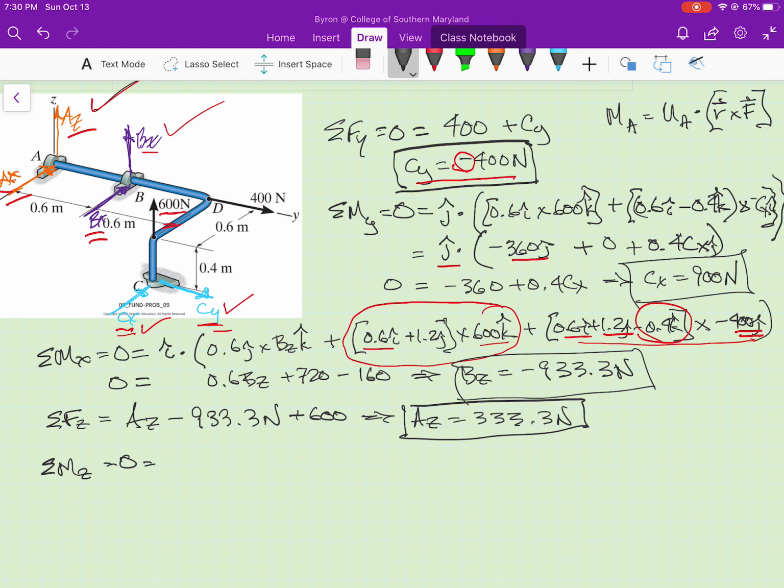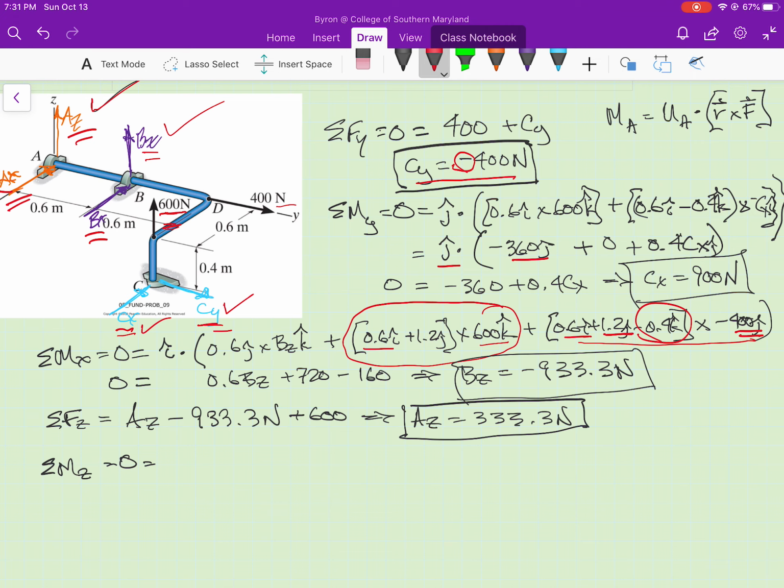And if I sum moments about z, I don't have to worry about a sub z or a sub x. They act either along z or through z. B sub z is parallel to the z-axis. The 400 Newton force acts through the z-axis. The 600 Newton force is parallel to the z-axis.